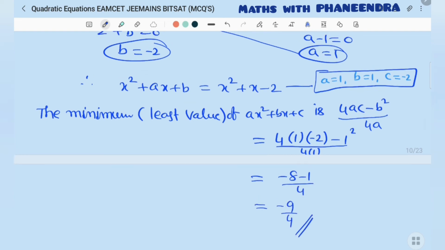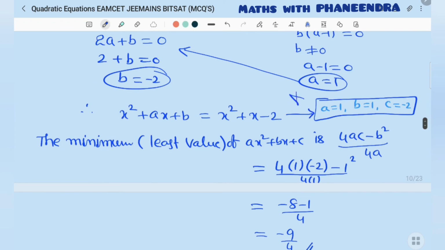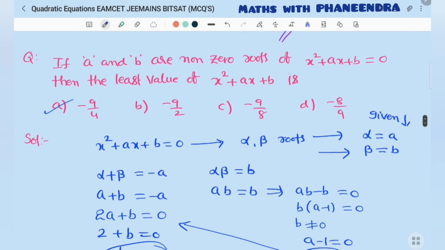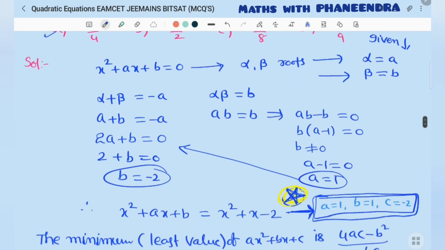I hope you understand that. This is the turning step, dear students. Keep in mind and observe carefully. Put a star mark on these a, b, c values, so that this depends on that only, no? Minimum value, maximum value. So minus 9 by 4, which is there in the first option. We'll move on to the next question.